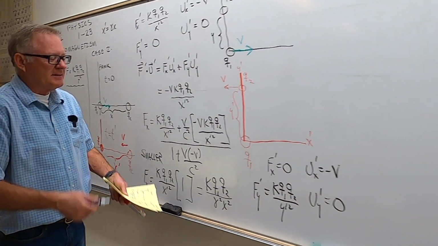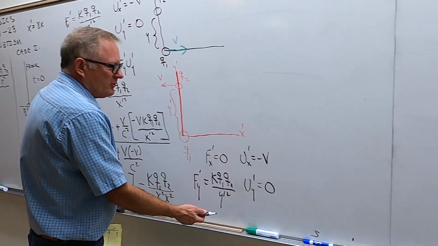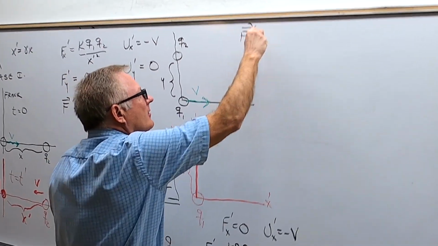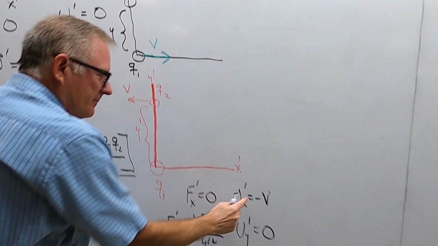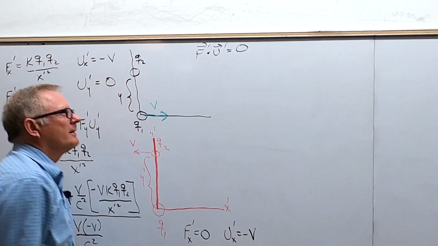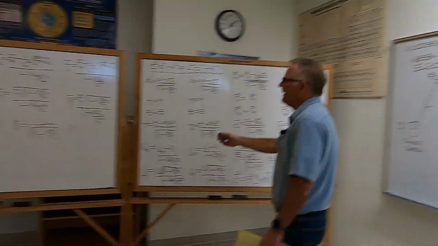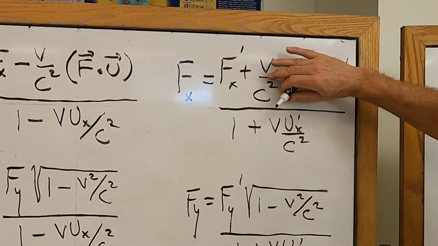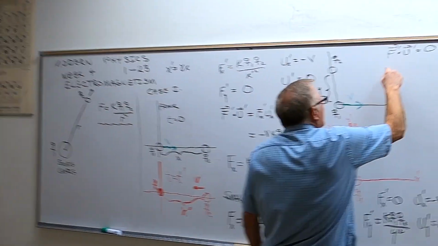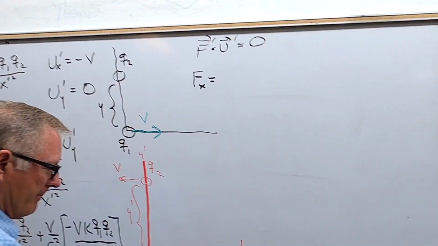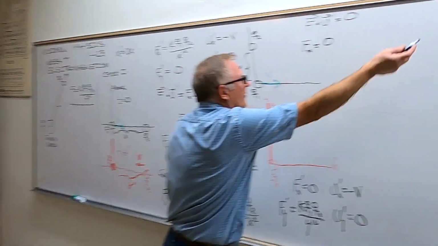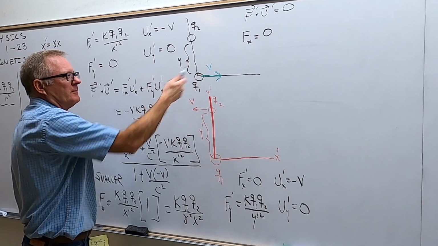Okay, so now we just want to find fx and fy. Remember, we always want to do this dot product first. So f prime dot u prime is just this times this plus this times this. It's the dot product. Well, 0, and you got 0 there, so this term is 0 right there. Now we just plug in. So we get fx equals fx prime, which is 0. The other term is 0 plus 0, so the whole thing is 0. There is no x component of force on this one, which makes sense.